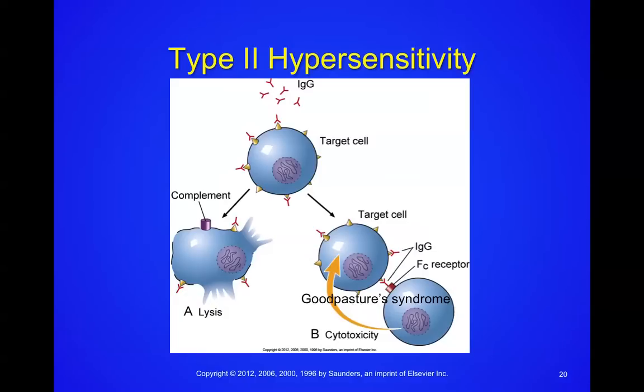Finally, not shown in the diagram, the antibodies may react with receptors on specialized cells and stimulate or inhibit their function. This is what happens in Graves' disease, where antibodies bind to receptors for thyroid-stimulating hormone and cause thyroid cells to overproduce hormones. And in myasthenia gravis, where antibodies bind to receptors for acetylcholine in muscle cells and inhibit their function.